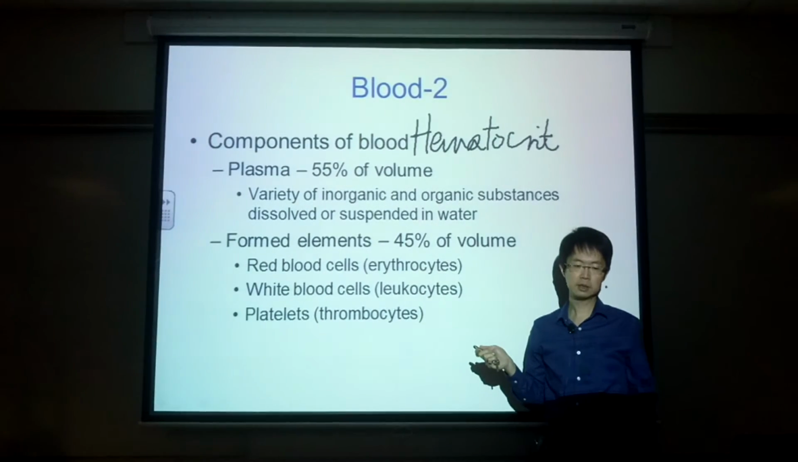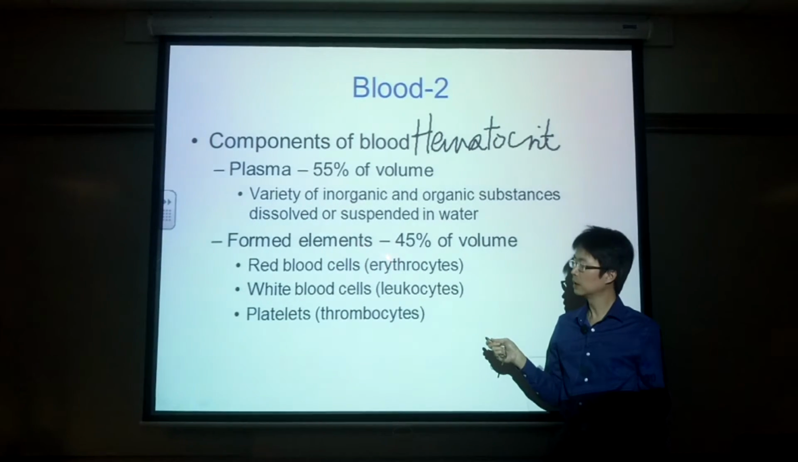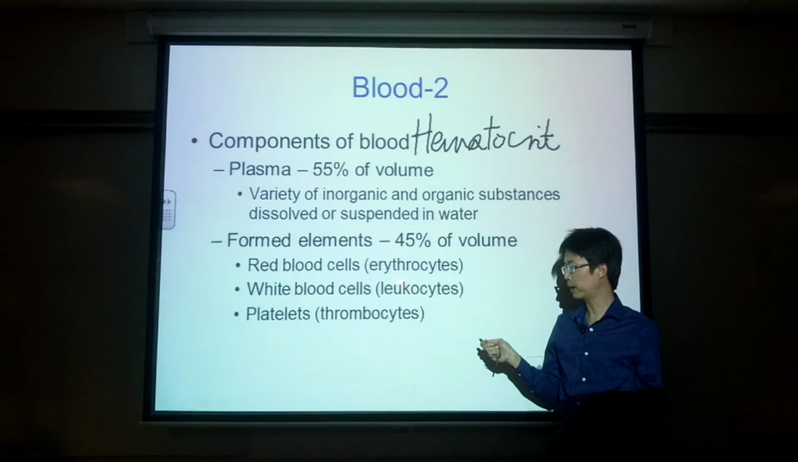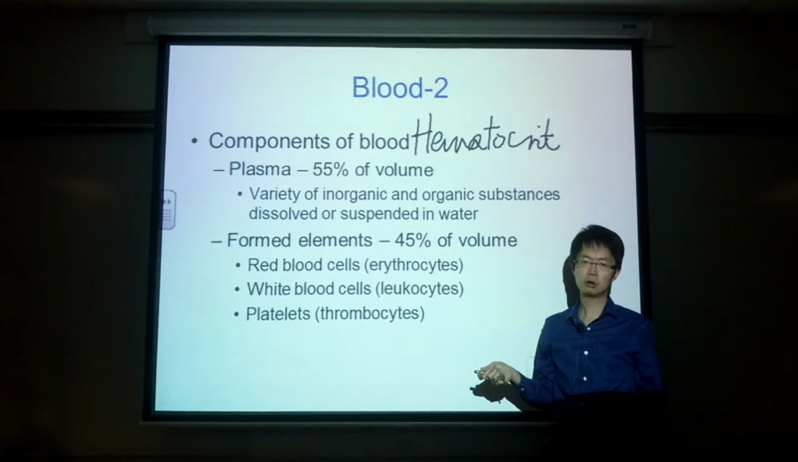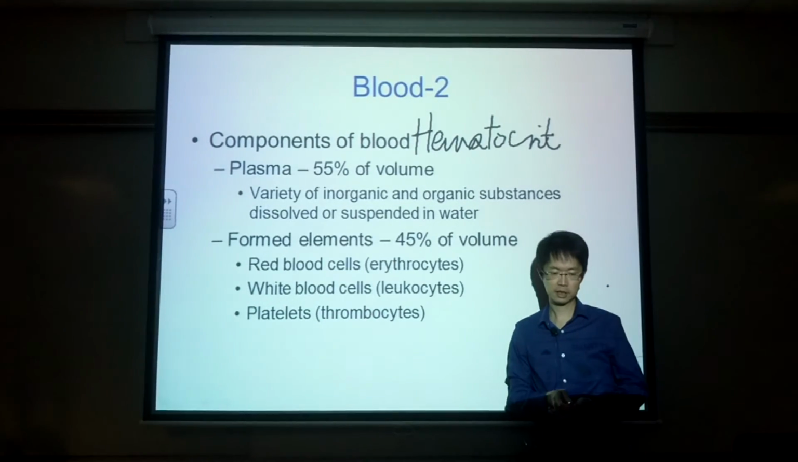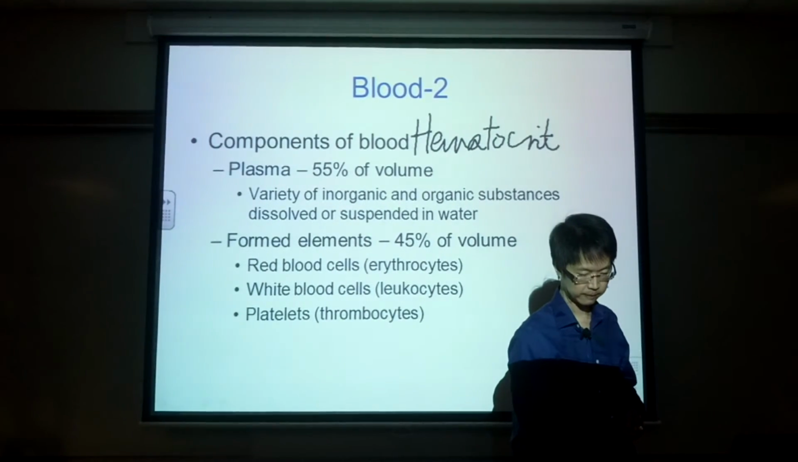What are the formed elements? For example, you have the red blood cell. Red blood cell, you have to call it erythrocyte from now on. Erythro means red, and this side means cell. White blood cell, leukocyte. Leuko means white, and then you have this side, cell. Platelet, thrombocyte. This cell has a chemical cascade. They are activated by thrombin, some kind of enzyme, and some kind of blood clotting factors and enzymes.